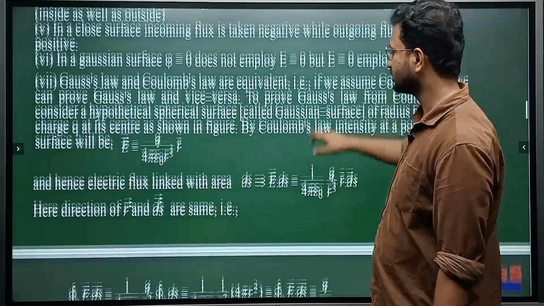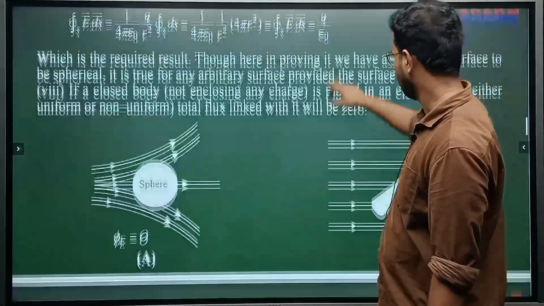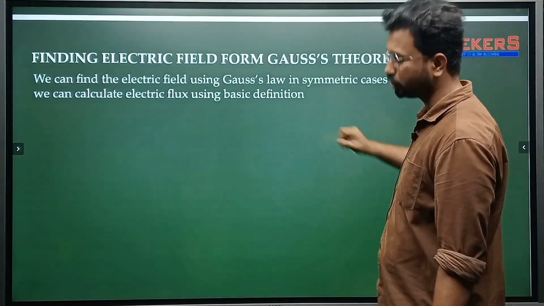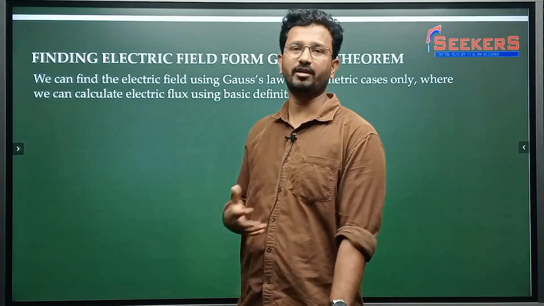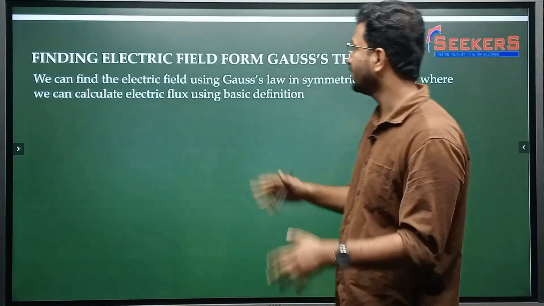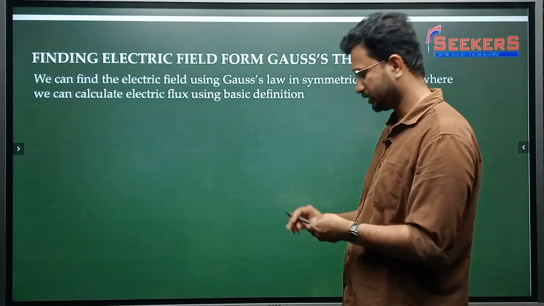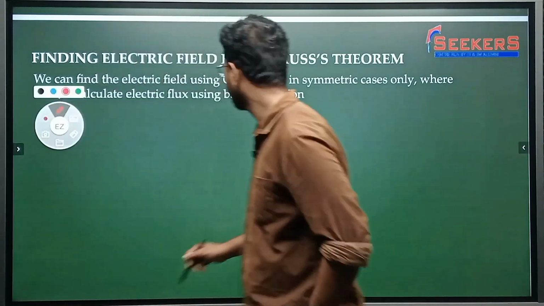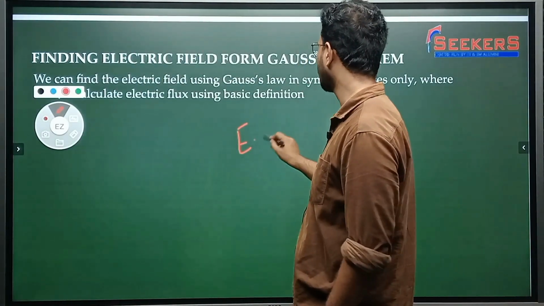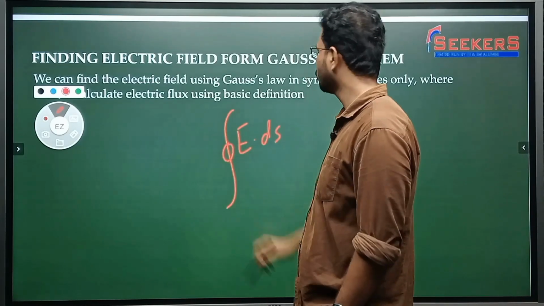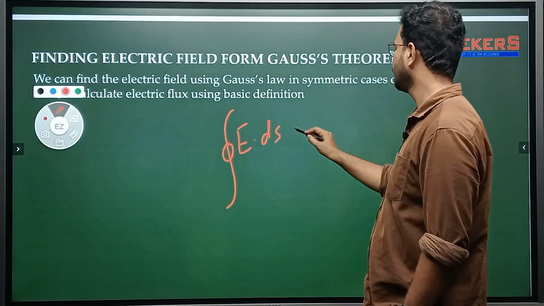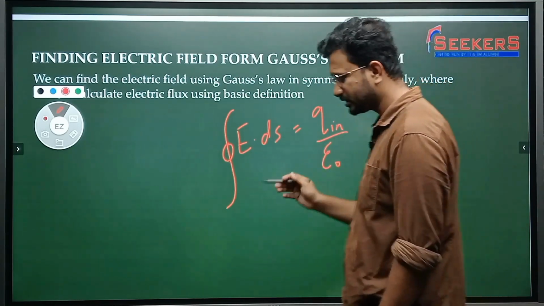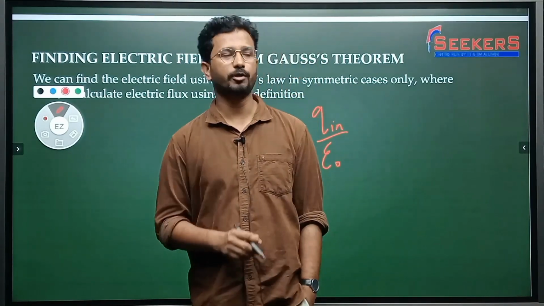Okay, so these are the same things, just written in different words. Now, what are the applications of this Gauss law? The application of Gauss law is to find the electric field with its help. Just now I told you that E dot dS, the total flux through a closed surface, is equal to Q internal divided by epsilon naught. So this can be used to find the electric field due to a charge distribution.